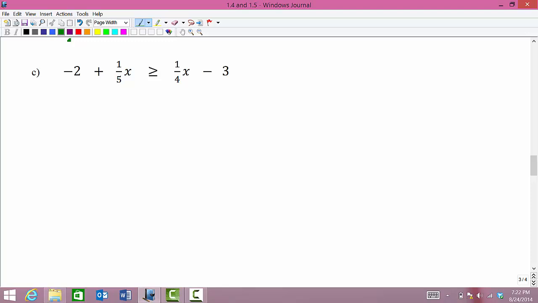Now in this problem we have fractions. I have a denominator of 5 and a denominator of 4. The trick to getting rid of our fractions is to multiply through by the LCD of all of the fractions. Two of our values don't look like fractions, so I'm going to put them over 1 to keep in mind that they can be thought of as fractions with a denominator of 1. So what is the LCD of 1, 5, 4, and 1? Well, that would be 20.